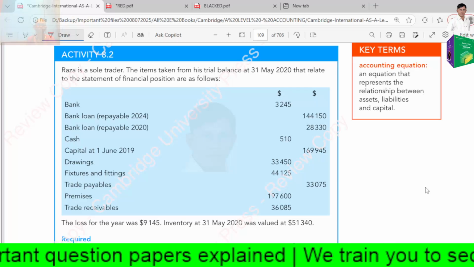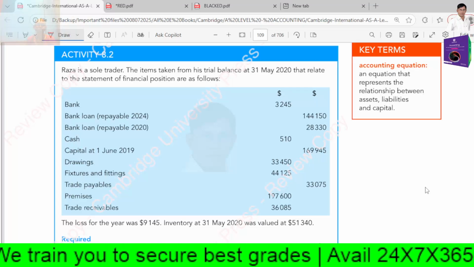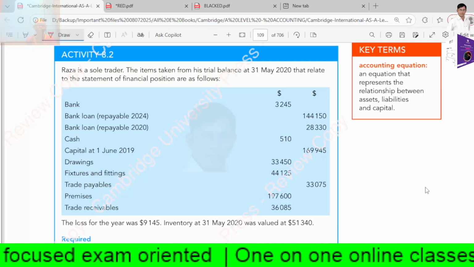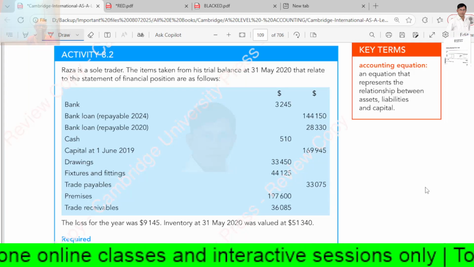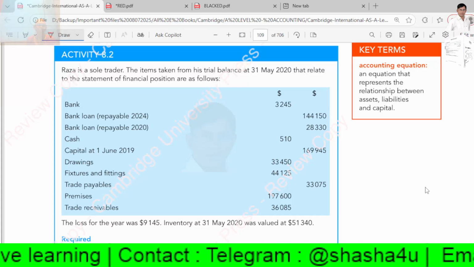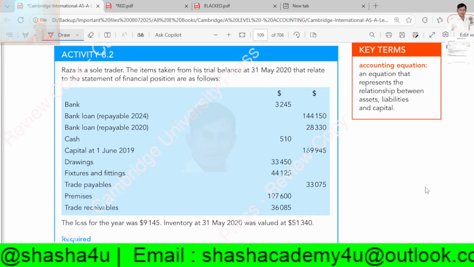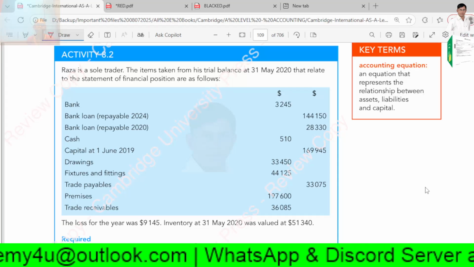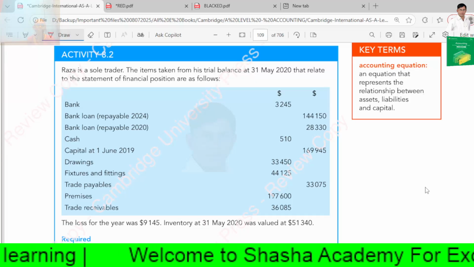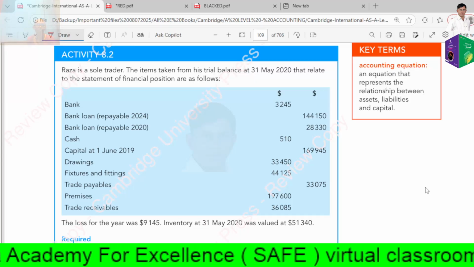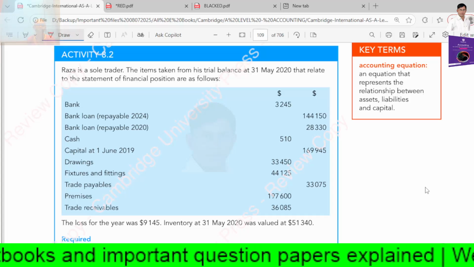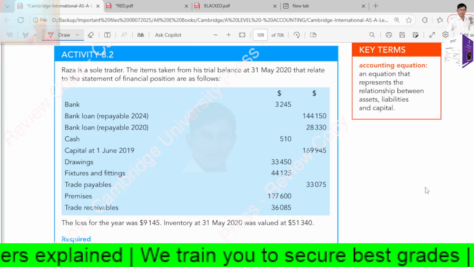The items taken from his trial balance at 31st May 2020 that relate to the statement of financial position are as follows: bank balance 3,245, bank loan repayable 2024, bank loan repayable 2020 28,330, cash balance 510, capital opening balance at 1st June 2019 169,945, drawings 33,450, fixtures and fittings 44,125, trade payables 33,075, premises 127,600, trade receivables 36,085.